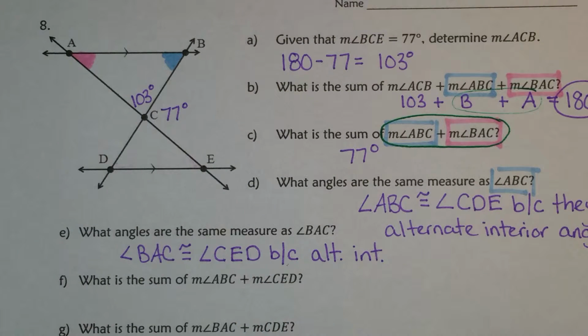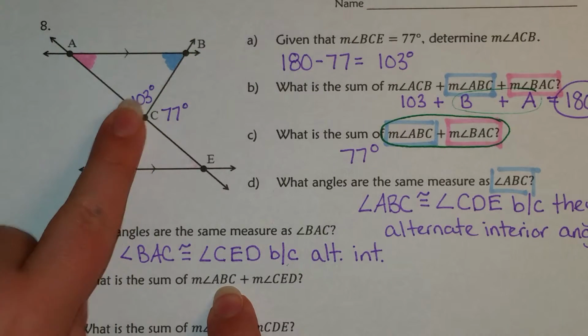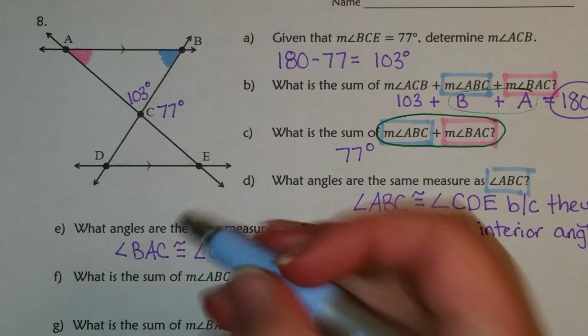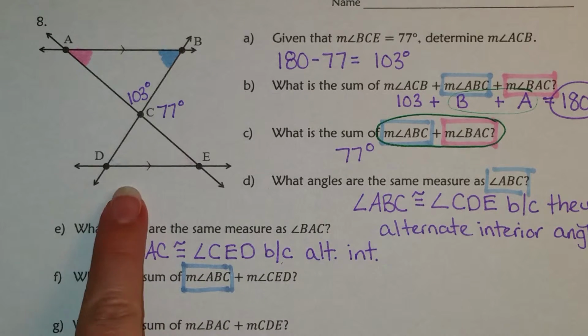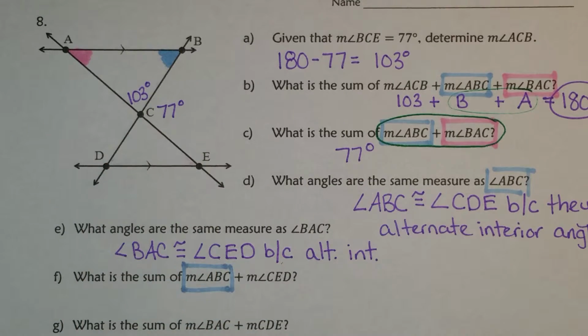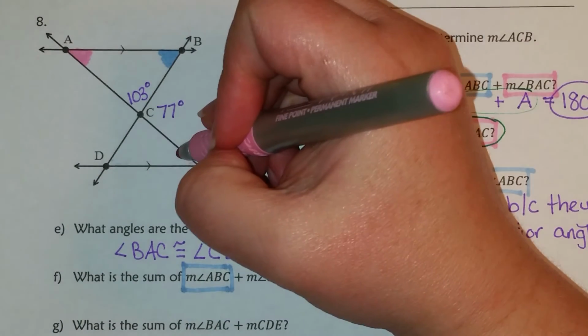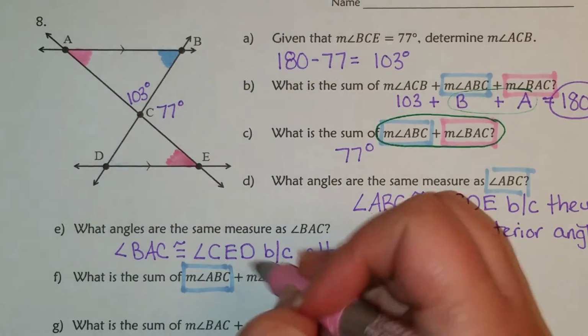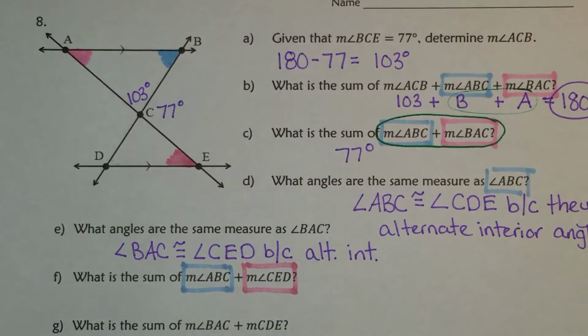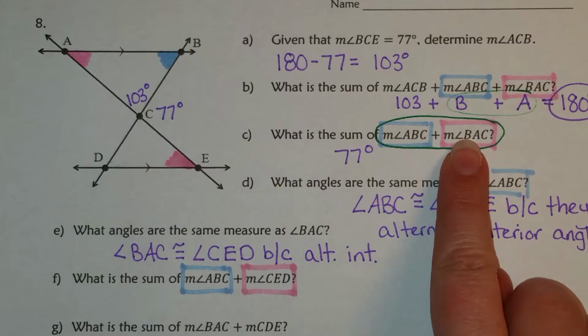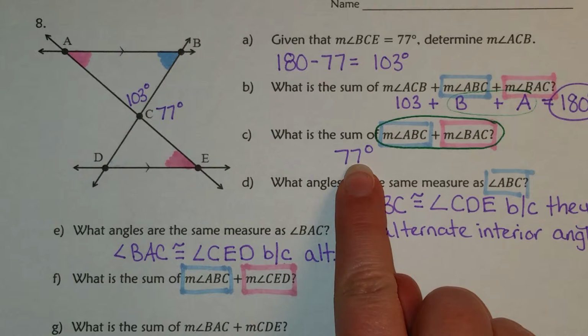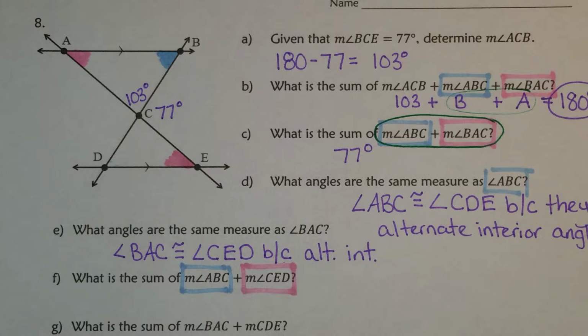Now, it is going to ask me, what is the sum of ABC and CED? So if we look, ABC is our blue, so I'm going to outline that in blue. And then CED is a pink angle, so I'm going to outline that in pink. Okay. If we go back up to letter C, we notice we have a blue and a pink. What do a blue and a pink equal? 77.